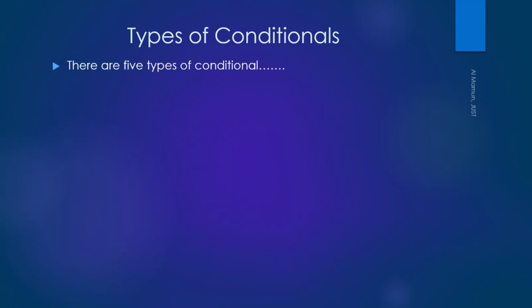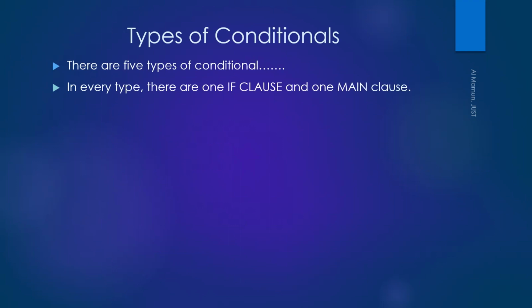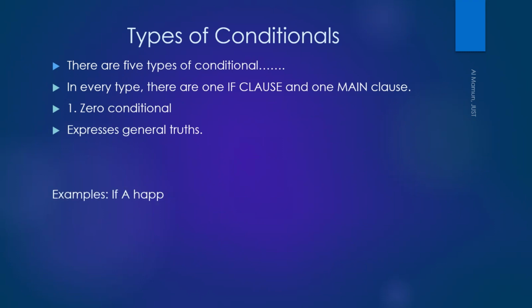Types of conditional. There are 5 types of conditional. In every type, there is one if clause and one main clause. The if clause states the condition, and the main clause states the result or expected result of the first condition. The first type is zero conditional. Zero conditional expresses general truths. Example, if A happens, that is if an action happens, then another action happens. So both of them are in the present simple tense.